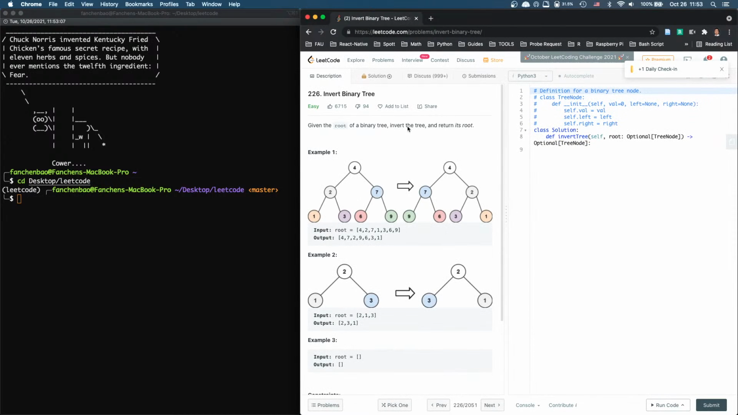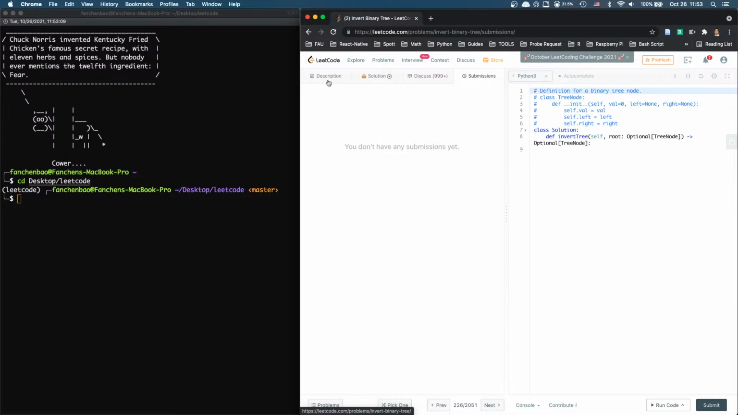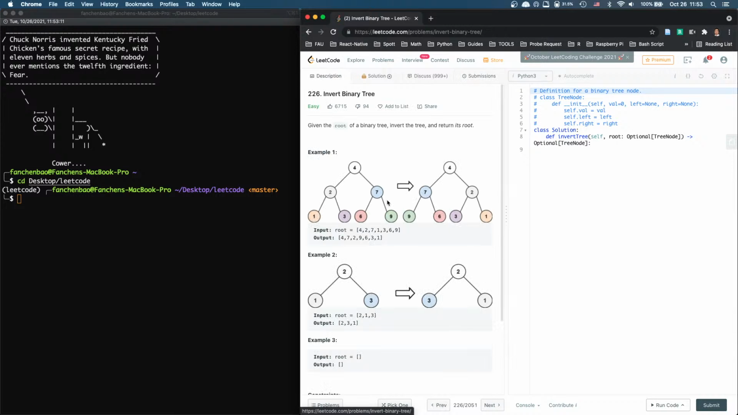Alright, so I think I've done this before, reverse a binary tree. Oh no, I haven't. Okay. Given the root of a binary tree, invert the tree, return its root. What do you mean by invert? So, swap everybody left and right. So don't we just swap left and right?